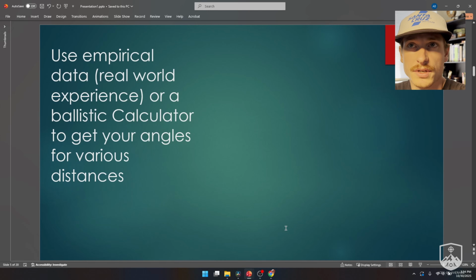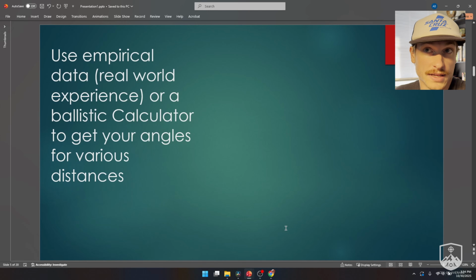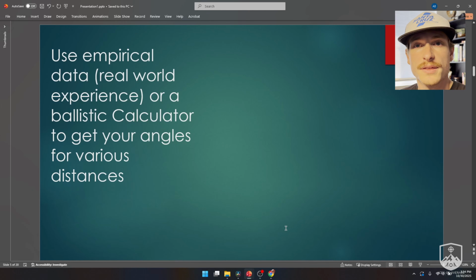Well, you can use what's called empirical data. So that would be just real world experience. You go out to the shooting range and you shoot a bunch of times, and you see that without touching your scope or anything, at 300 yards, the bullet drops a certain amount of angle. The easier way is to use a ballistic calculator.